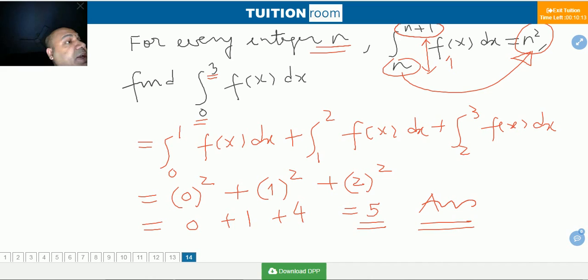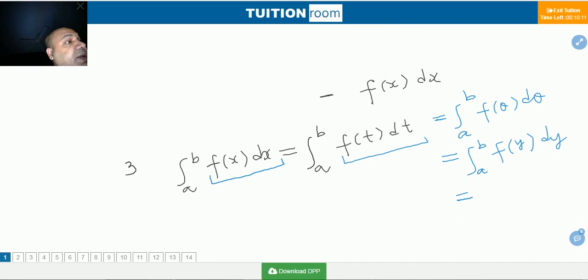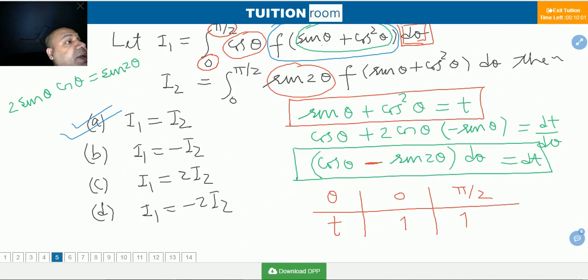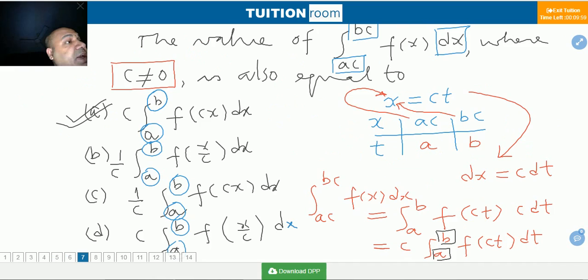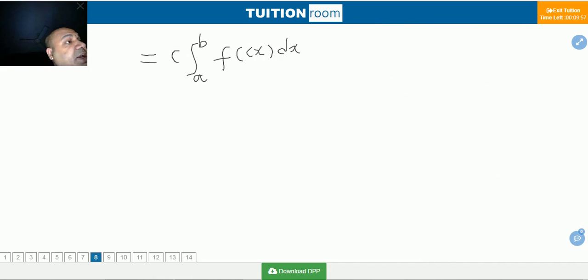So students, you are required to learn these basic formulas, lower limit, upper limit. Revise the complete package of what I have told you today. Okay.